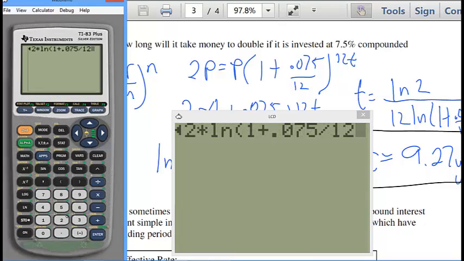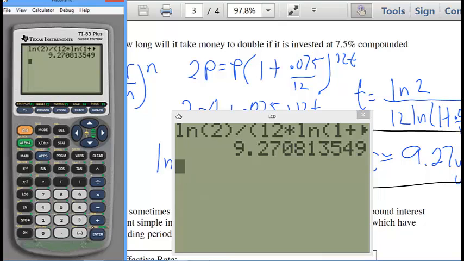Now, I've got 2 sets of open, so I need to do 2 sets of close. So I close the ln, and I need to close out the whole denominator. And that should give us the 9.27 that we got in class.